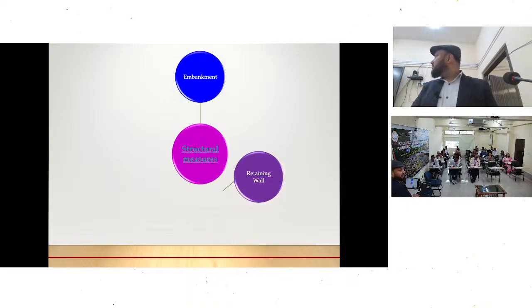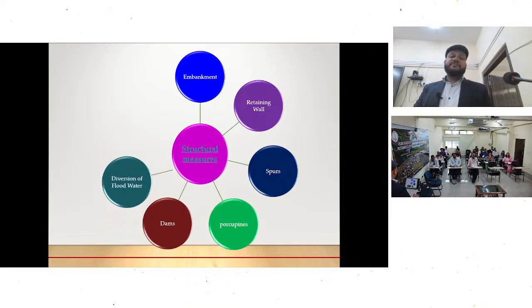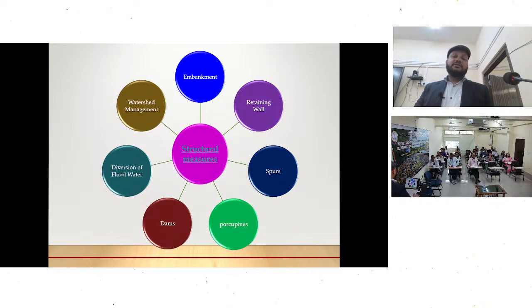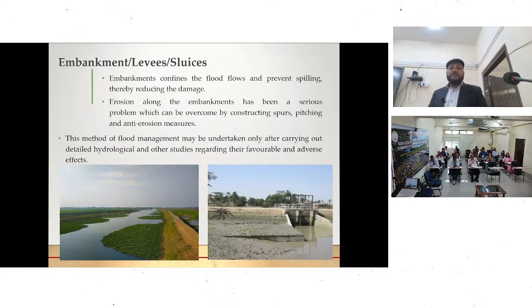Structural measures: embankment, retaining wall, spurs, porcupines, dams, diversion of flood water, and watershed management. Flood control, erosion and river training, the same things are there. Embankments, levees or sluices. Embankments we construct parallel to the flow of the river. An embankment confines the flood and prevents spilling. Erosion along the embankment has been a serious problem, and it is overcome by constructing spurs. If there is any problem, then we also construct spurs in the embankment.